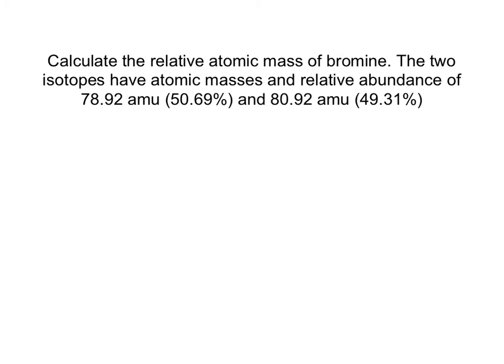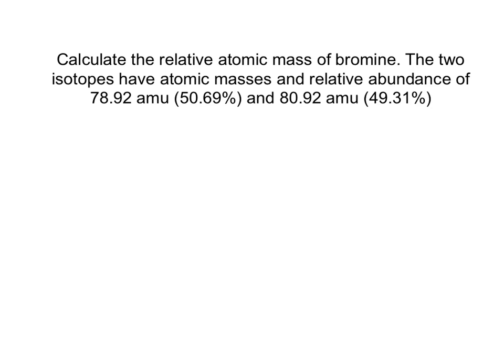All right, so the first part is we list the 2 isotopes. If you look at it, it says calculate the relative atomic mass of bromine. I'm looking for 2 isotopes that I'm going to calculate. Okay, we'll just say isotope A has a mass of 78.92 AMU. Isotope B is 80.92 AMU.